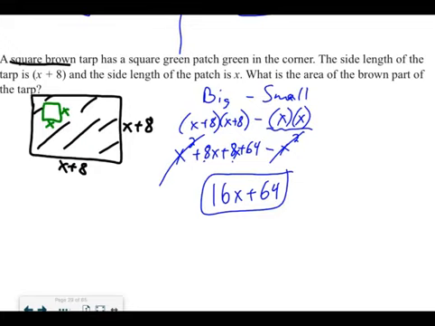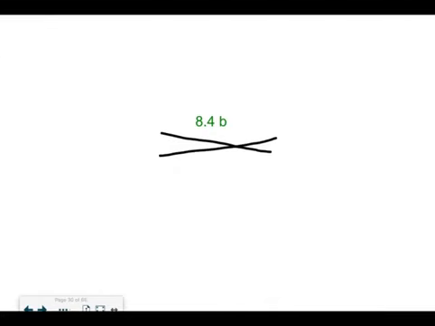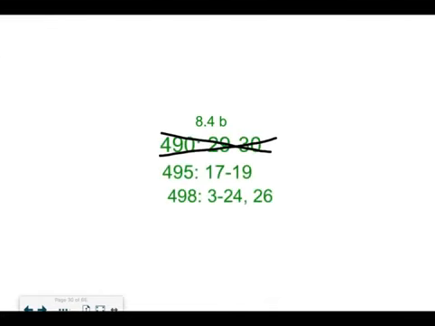Okay, so that's the assignment that we did, or that's the lesson from 8.4b. On the assignment, it's 2 pages. So 8.4b, I need you to do page 495, 17 through 19. Those are going to be the word problems or the shape problems, just like what we just did. Then page 498, these are all review problems from different sections in chapter 8. I need you to do numbers 3 through 24 and number 26.